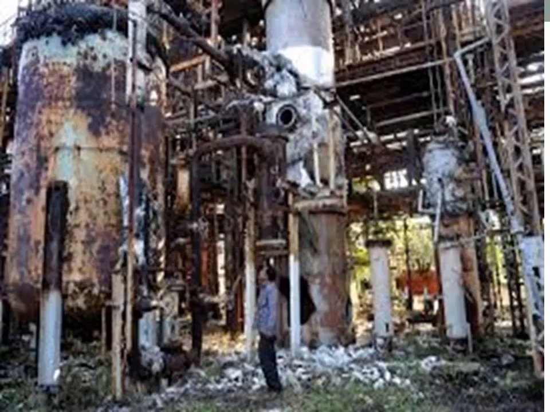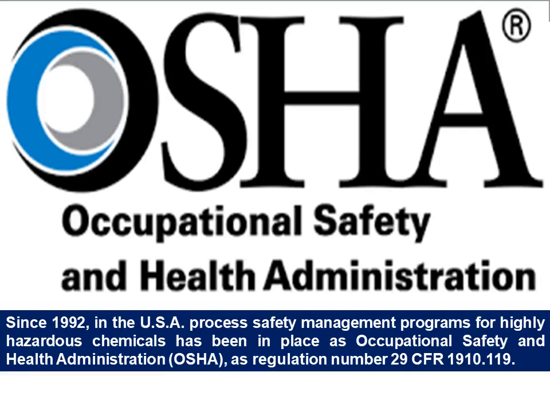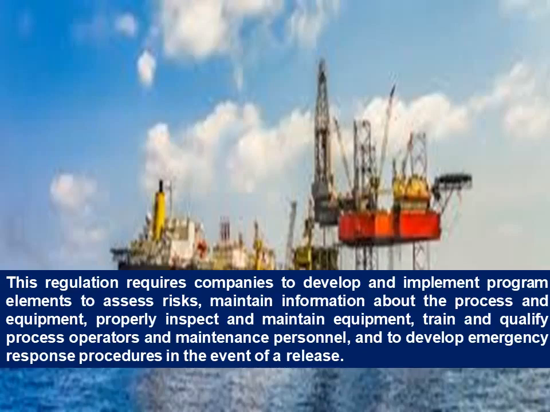Since 1992, in the USA, process safety management programs for highly hazardous chemicals has been in place as Occupational Safety and Health Administration, OSHA, as Regulation Number 29 CFR 1910.119. This regulation requires companies to develop and implement program elements to assess risks, maintain information about the process and equipment, properly inspect and maintain equipment, train and qualify process operators and maintenance personnel, and to develop emergency response procedures in the event of a release.